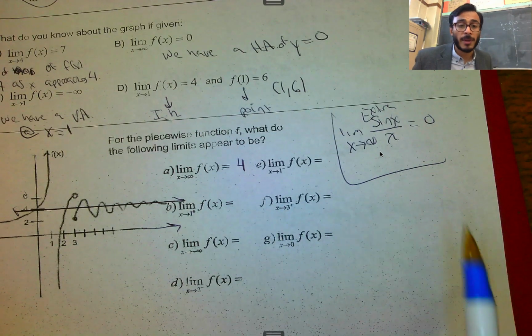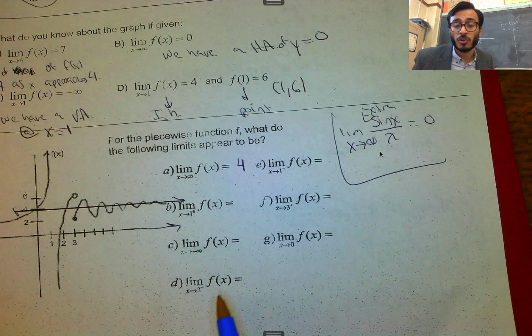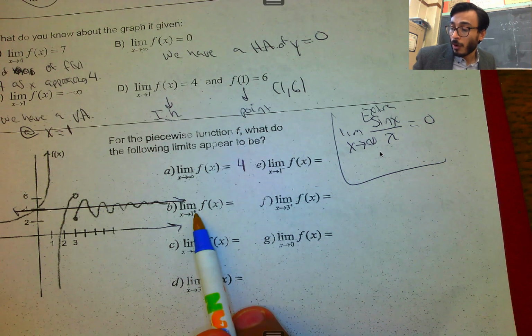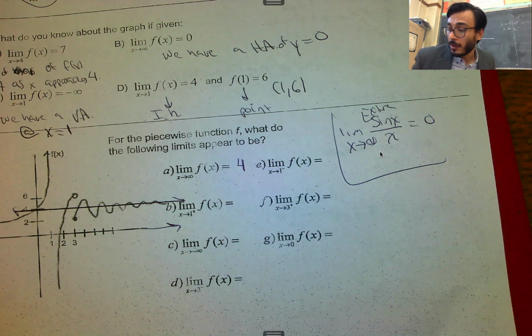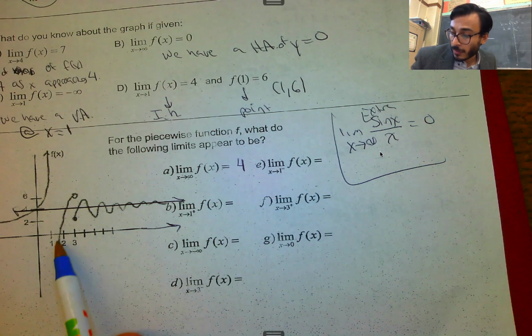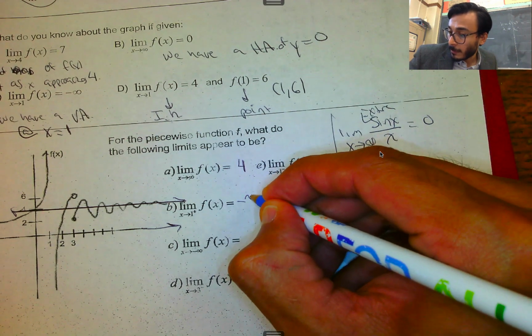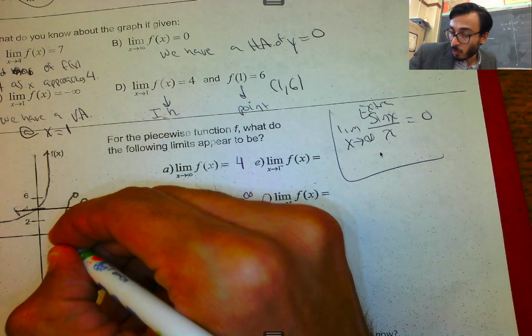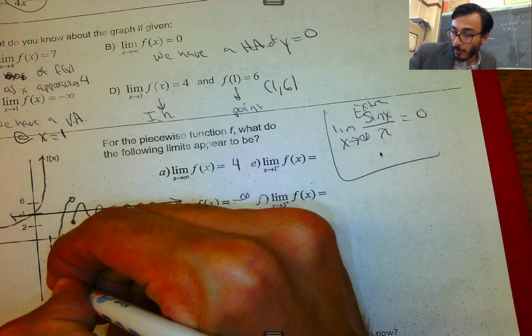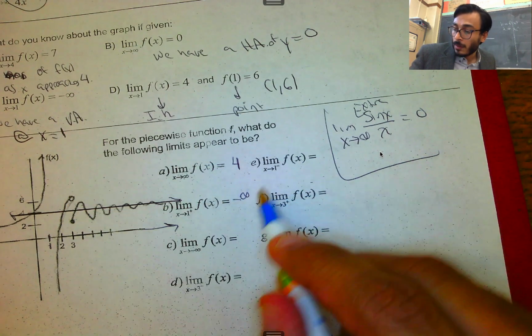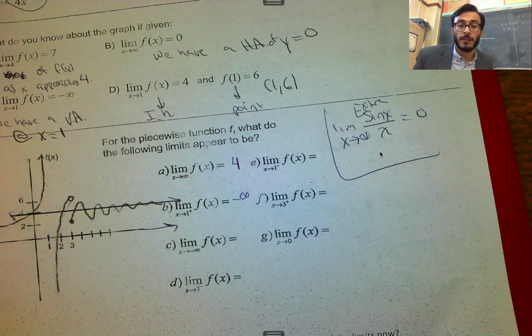Okay, let's move on. Letter B. What's the limit as x approaches 1 from the positive side? So then let's go ahead and find that. So as x approaches 1 from the positive side, that will be negative infinity, right? From the right side, it goes down to negative infinity.